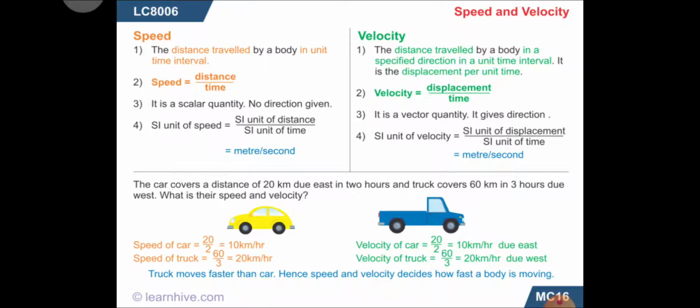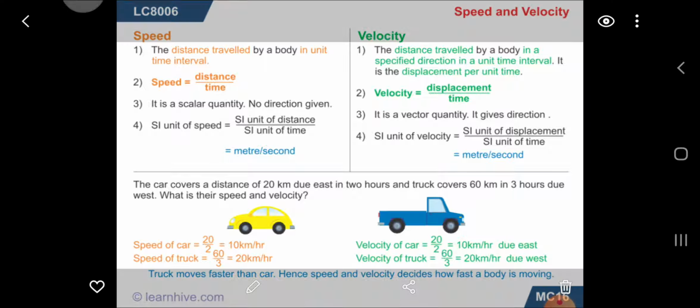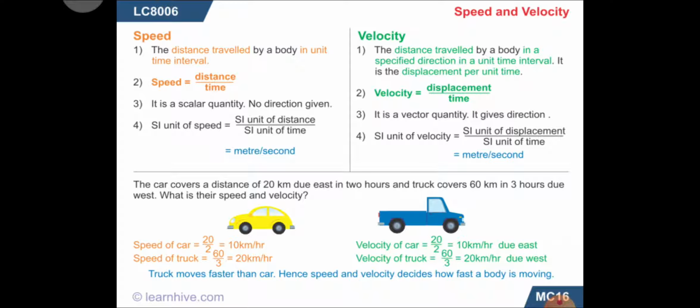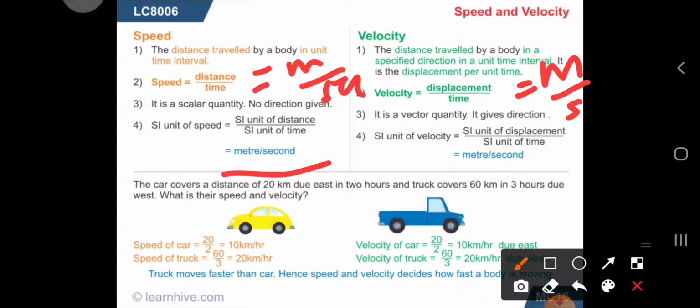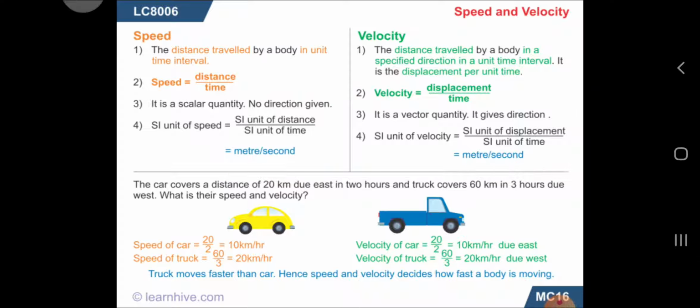Fourth, the SI unit is the same for both, meter per second. If we know the unit of distance is meter and time is second, so it is meter per second, and displacement is also meter and time is second, so it is also meter per second.